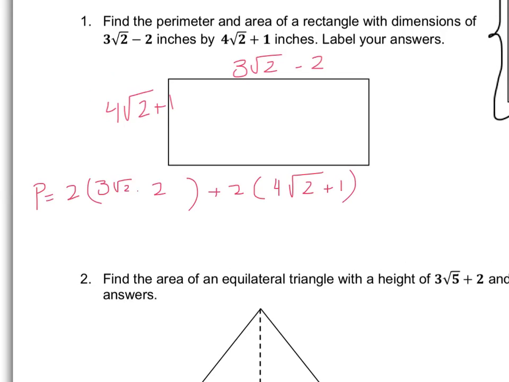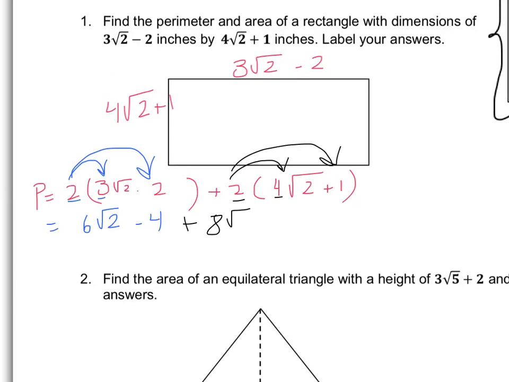In order to be able to find the perimeter, you need to simplify it. So you distribute the 2. You get 2 times 3 is 6 radical 2. And then 2 times negative 2 would be negative 4. And you do the same thing over here. So it would be 2 times 4 is 8 radical 2 plus 2 times 1, which is 2.